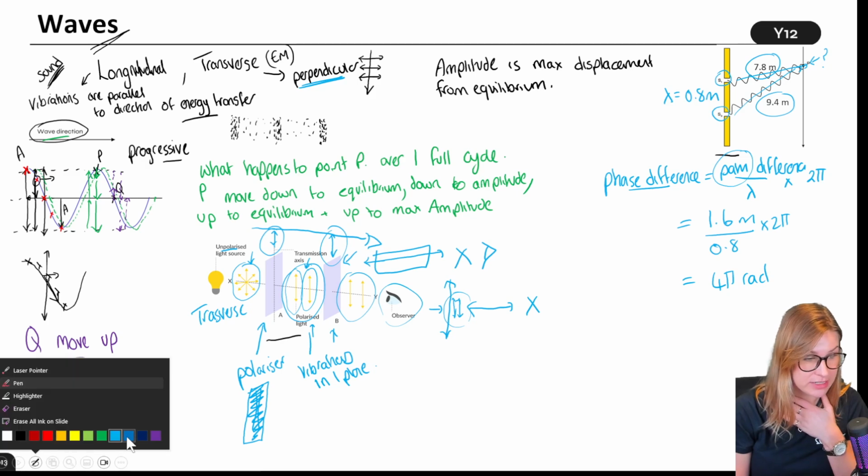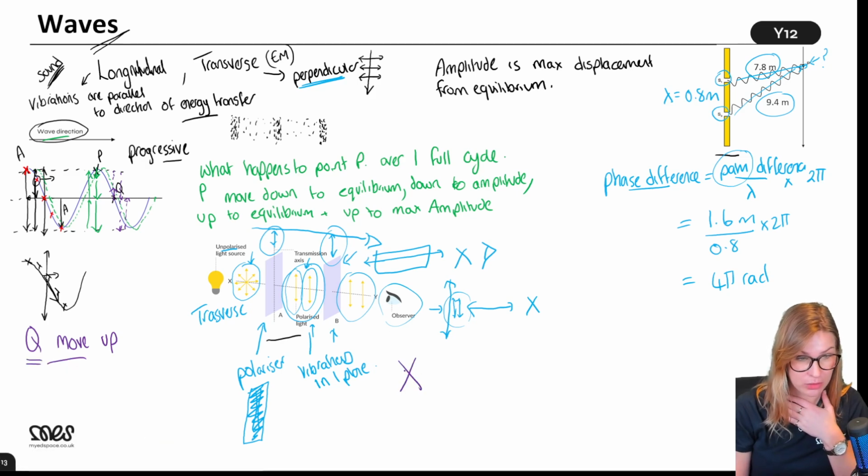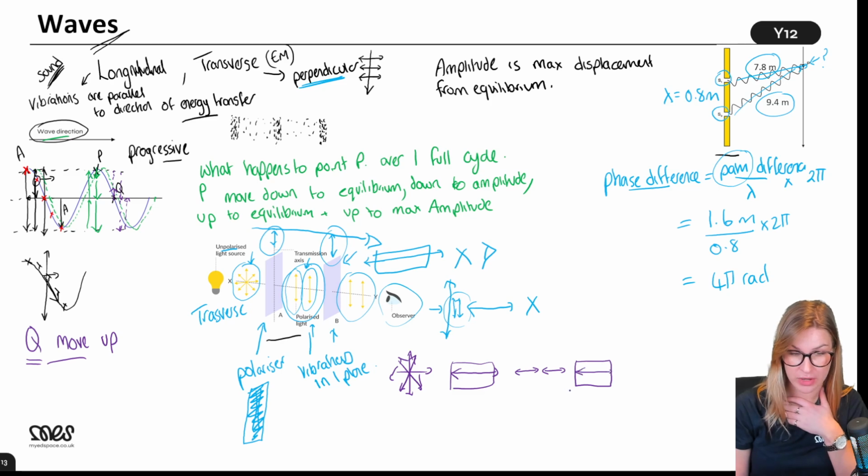Let me show you another example. Let's say we have our unpolarized light that's vibrating in all planes at 90 degrees to the direction of energy transfer. Let's say we put our first polarizer in the horizontal direction. We're only going to let light through that is vibrating in that horizontal direction. If I put a second polarizer here, in that same orientation, I would get light through, because I've still got the horizontal plane, so I am going to see some light coming through.